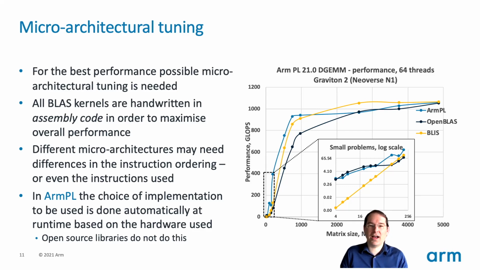One area that ARM Performance Libraries has added that I haven't seen yet in OpenBLAS or BLIS is half precision implementations. And for example, on the full 64 threads of Graviton 2, we're able to achieve over 4.5 teraflops worth of half precision performance for a matrix multiply.